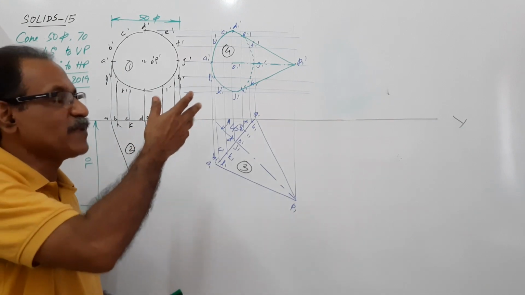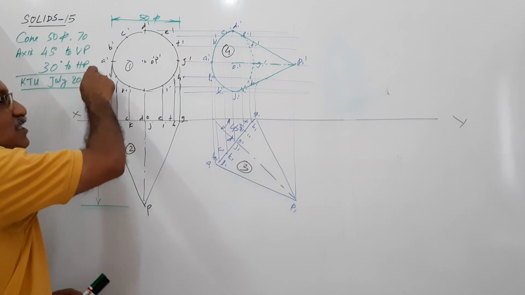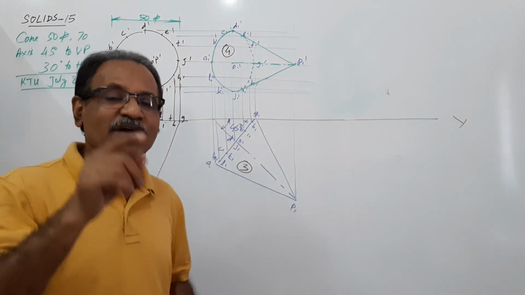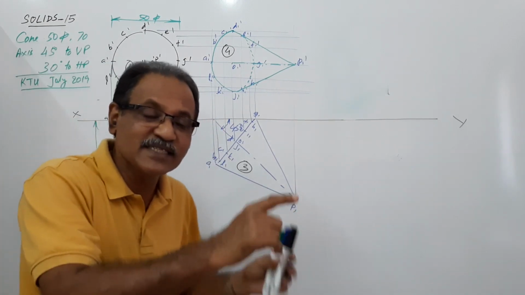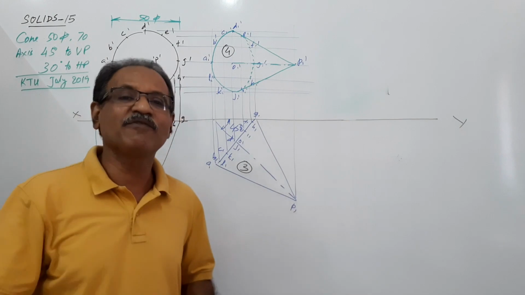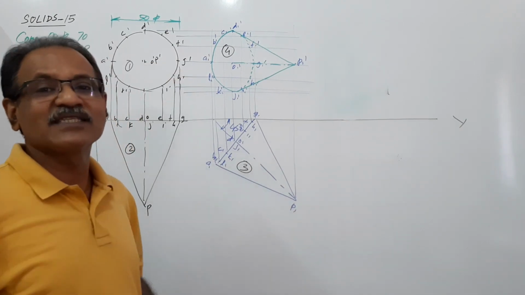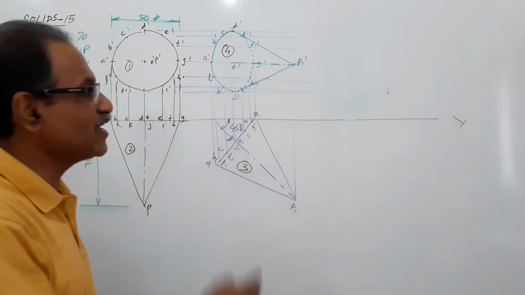Since the axis is making already an inclination to VP, this 30 is theta of axis. When theta of axis is given, you have to find out alpha of axis. When phi of axis is given, you have to find beta of axis. You have seen in previous cases. Here theta of axis is given, therefore you need to find out alpha of axis. Then only you can redraw.